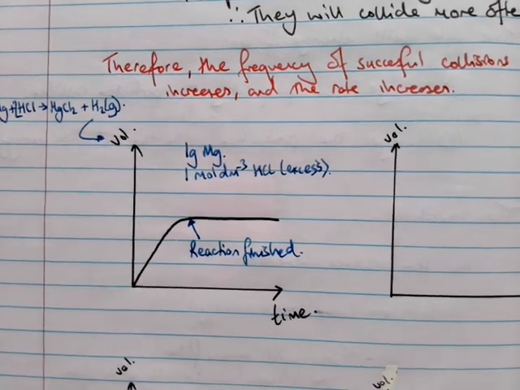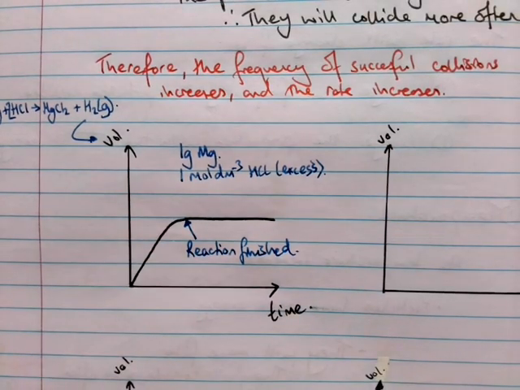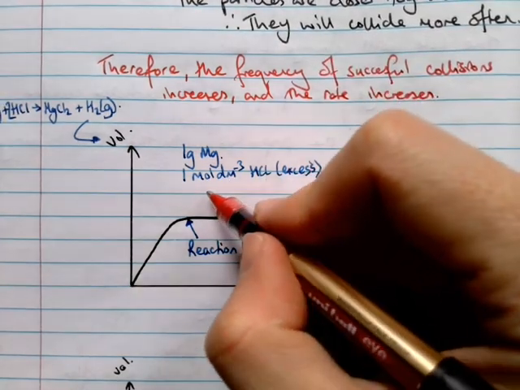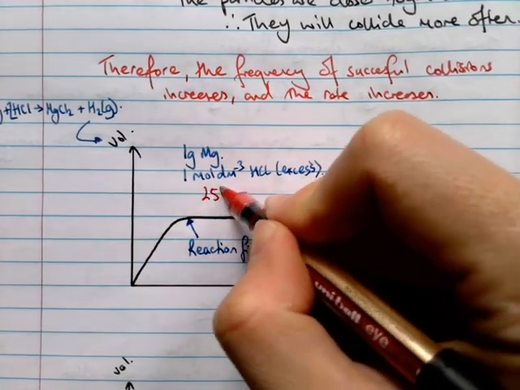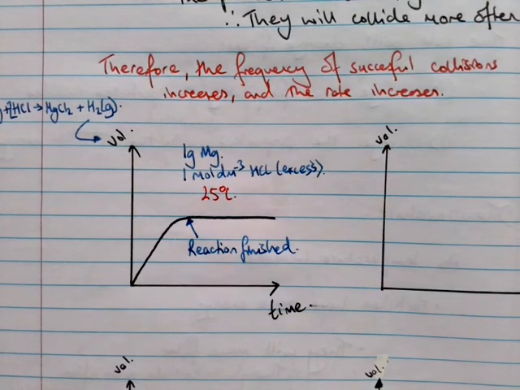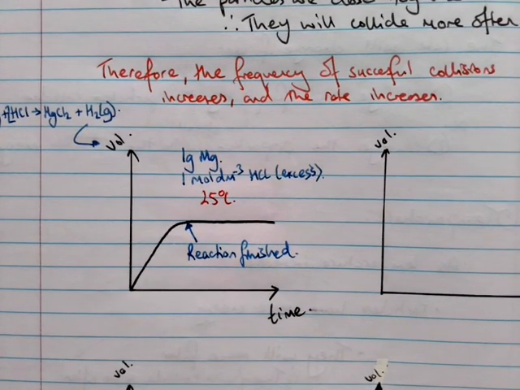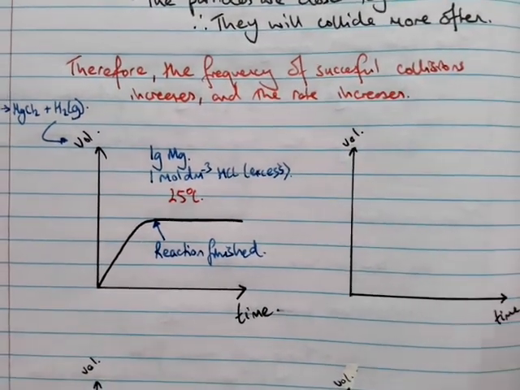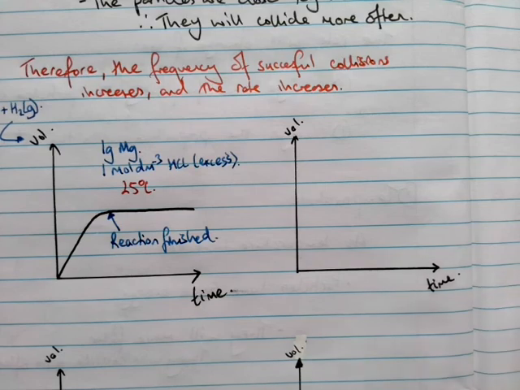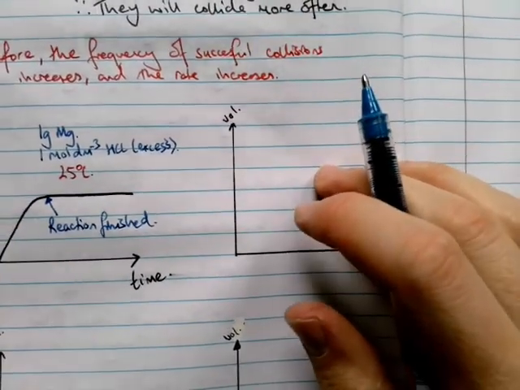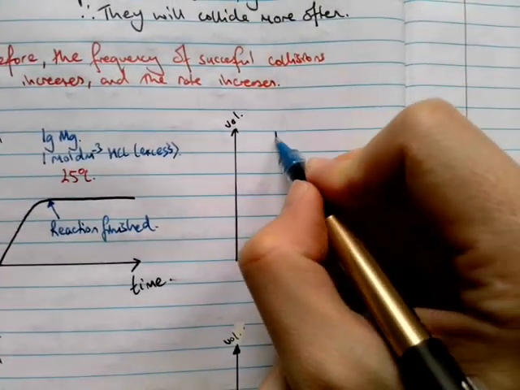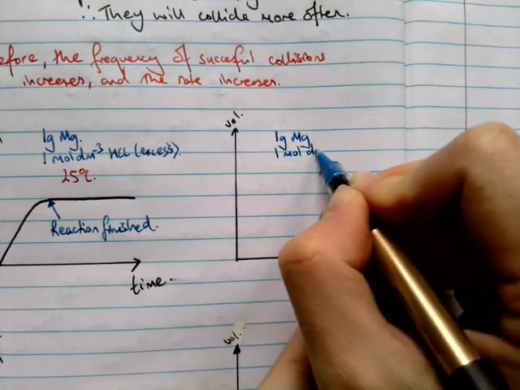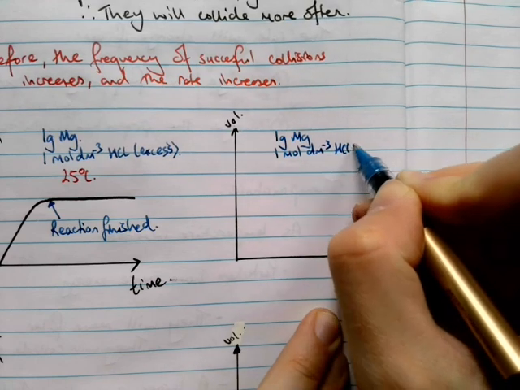Now let's suppose that we do this reaction with our acid at 25 degrees C. All right, room temperature, slightly warmer than room temperature. Now I'm going to do the same reaction again, but this time I'm going to do it with 1 gram of magnesium, 1 mole per decimeter cubed HCl, again in excess.